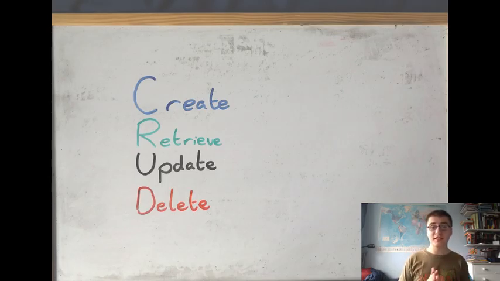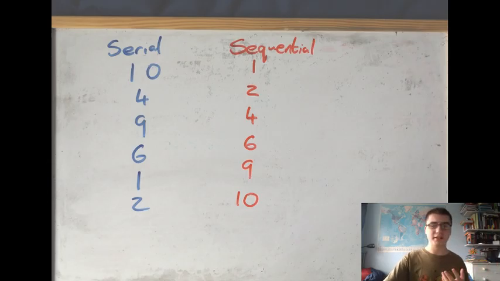So the simplest form of a database is a serial file, which is basically just where the data is listed. There's no order to it, it's just in a file and listed. So you've got a serial file on the left there, and it's just random numbers.